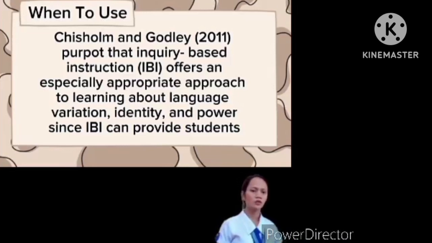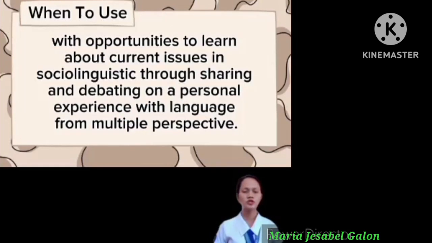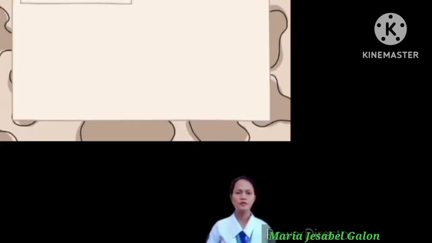Chisholm and Godley (2011) purport that inquiry-based instruction, or IBI, offers an especially appropriate approach to learning about language variation, identity, and power, since IBI can provide students with opportunities to learn about current issues in sociology on a personal experience with language from multiple perspectives. There are four types of inquiry.